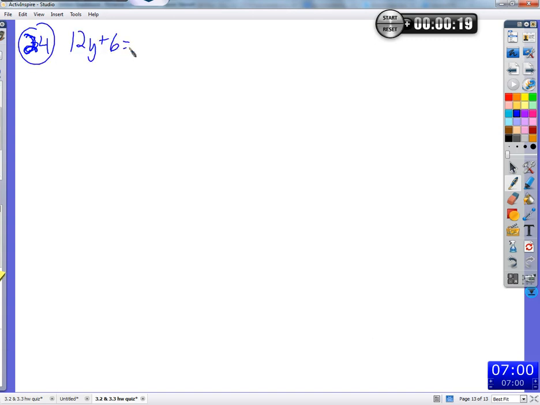12y plus 6 equals 6 times 2y plus 1. Right, so that's good. Attack this in a similar manner and try and find your solution.